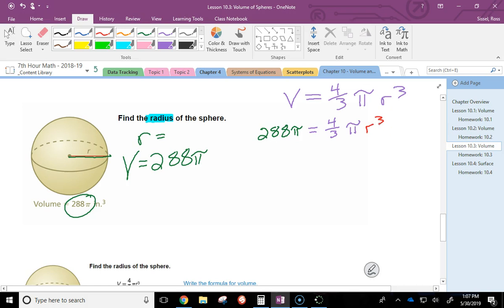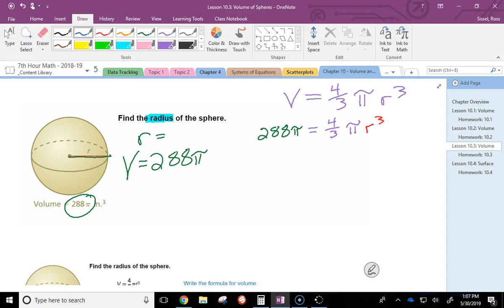Alright, what do you feel we should do first? This is the part where you guys have to understand what you're doing. 288 times pi equals 4/3 times pi times r cubed. Now, radius is what we're going to solve for. It's red. Before I do anything to the radius and the 3, I got to get the red all by itself. So how do I get rid of 4/3 and the pi? Tyler, what would you do first?